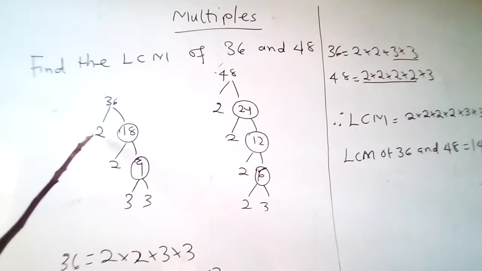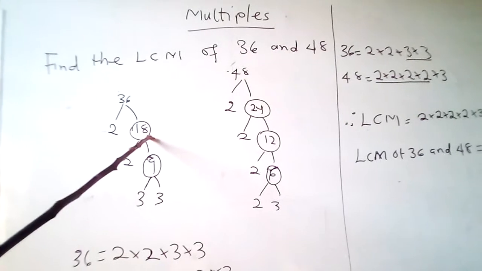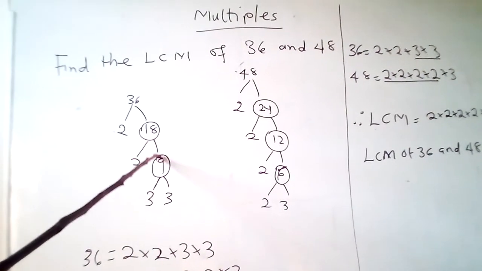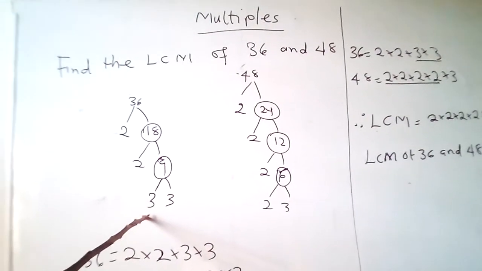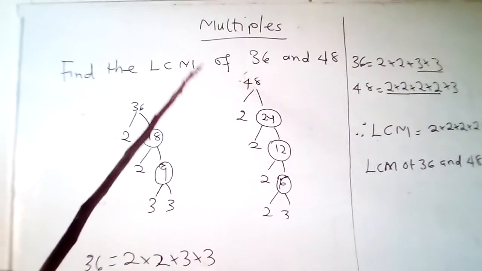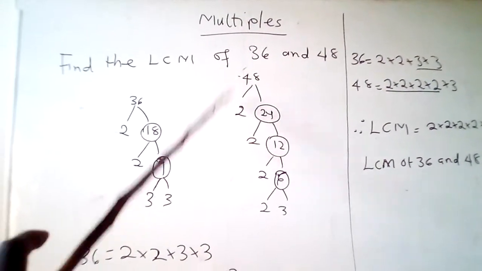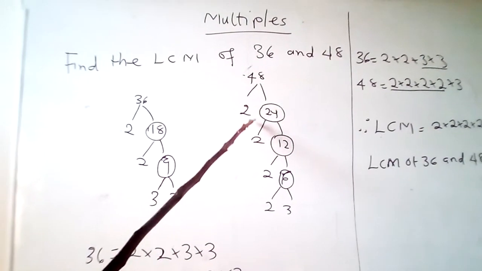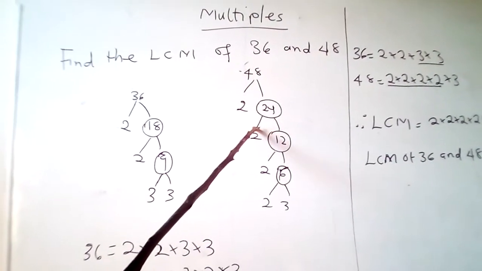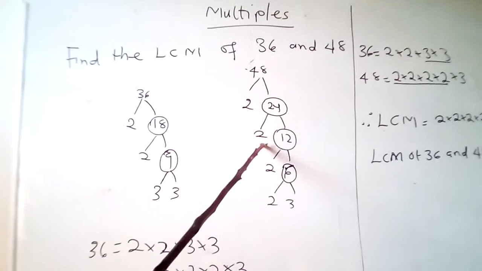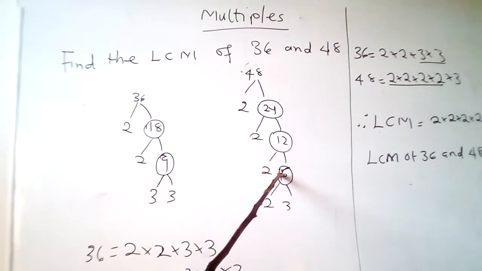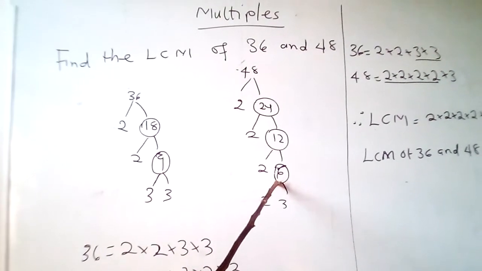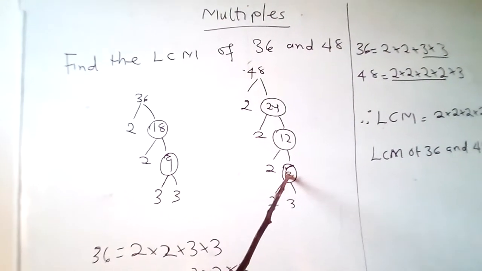As we did for factors, 2 can go into 36 18 times, 2 can go into 18 9 times, and a number can go into 9 how many times? 3 times. And then for 48, 2 can go into 48 24 times, 2 can go into 24 12 times, 2 can go into 12 6 times, and 2 can go into 6 3 times.